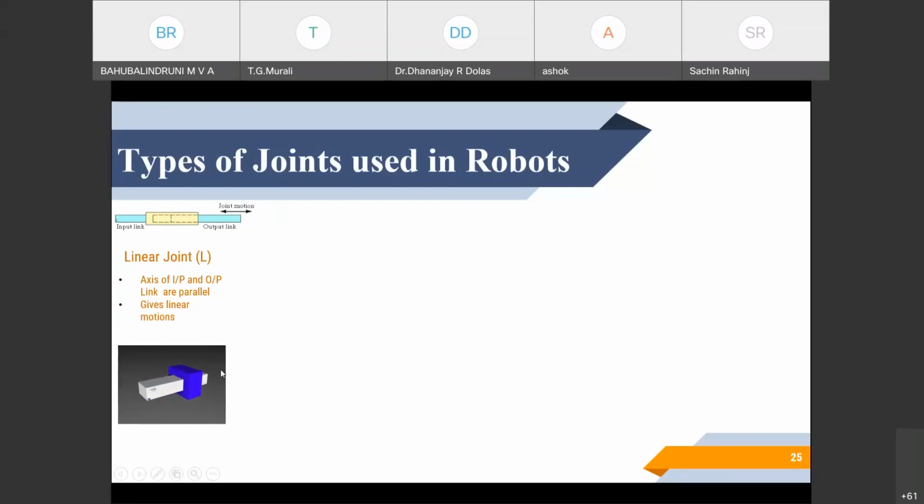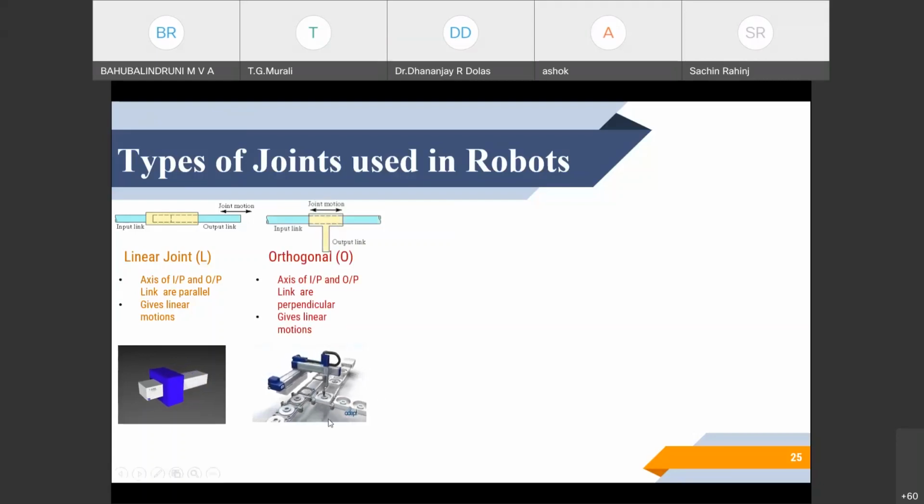You can see the blue one sliding over the gray one. The axes of both links are collinear and coaxial, and the motion is also in the same direction as the axis. If the output link is perpendicular to the input link, meaning the motion is perpendicular, then we call it an orthogonal joint. So you can see it.